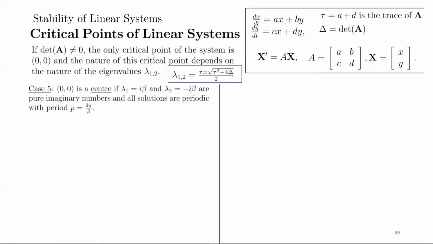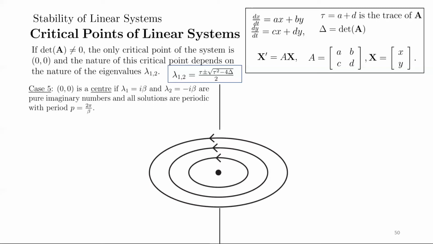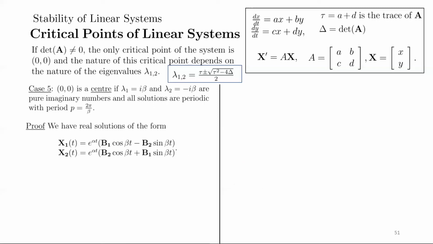And finally, the critical point 0, 0 is called a center if we have complex conjugate eigenvalues with 0 real part. So alpha is 0 here. This is the key point. We have no real part in our eigenvalues. Our eigenvalues are pure imaginary. All solutions are periodic with period 2 pi over beta. So remember, this is what a center looks like. And again, the proof is pretty straightforward. We have real solutions of this form, same as before, but now alpha is 0, so we don't have that exponential term.